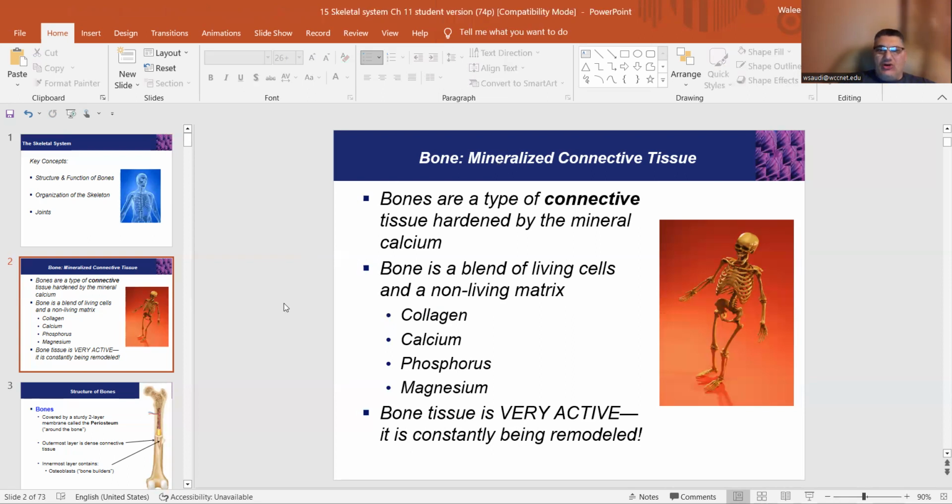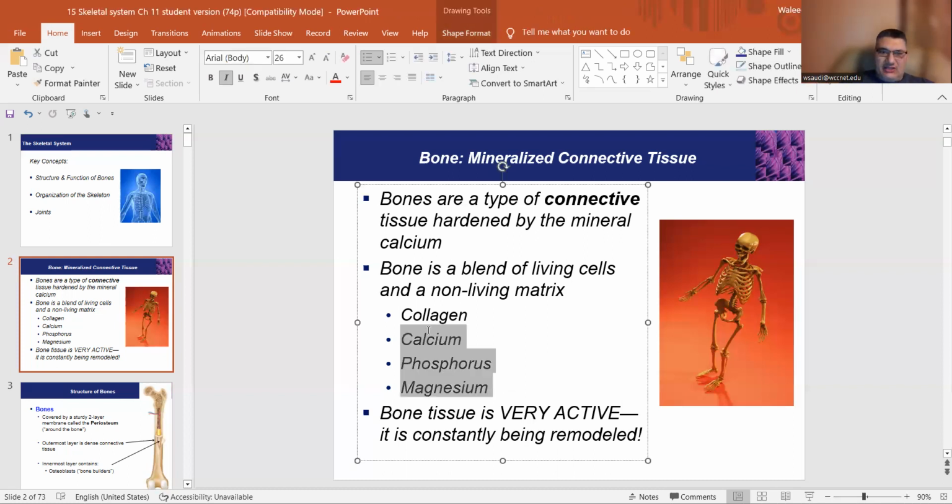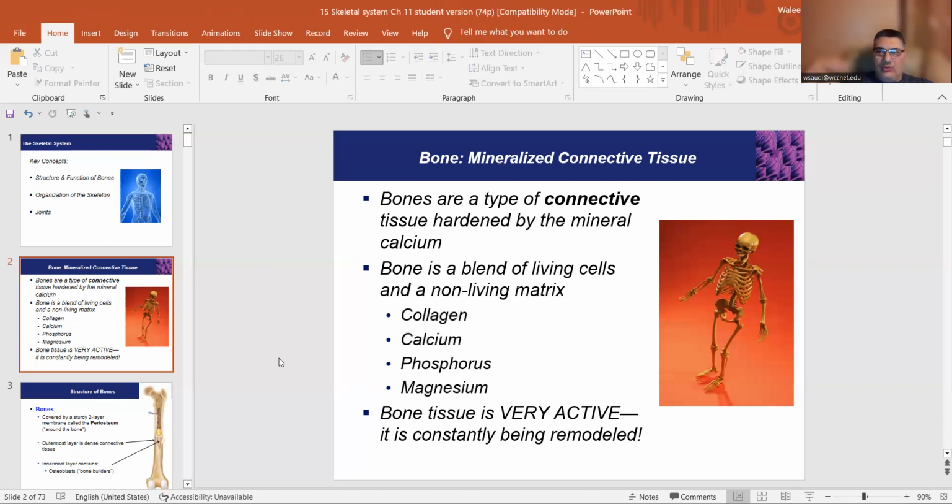Okay, so what exactly is the bone? Two things: bone cells plus non-living matrix. Cells in matrix. What's a matrix? The matrix is the actual component in which the cells are located, and it is collagen, calcium, phosphorus, and magnesium. We always remodel the bone. Remodeling means breakdown, reform, breakdown, reform. You will learn the details.